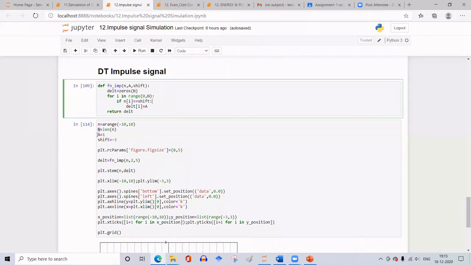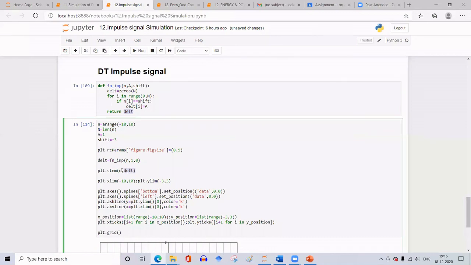Then I initialize this A and shift with some value. And then this is the figure size that I have given. Then call this function with the required value of amplitude and shift. First I will call it with amplitude 1 and shift 0, so that I will have a unit impulse generated. Once this function is called, after completing this for loop, it returns delta and comes back to this point. So at this point, when it executes this function definition and comes back, we will have the delta function or the impulse function ready.